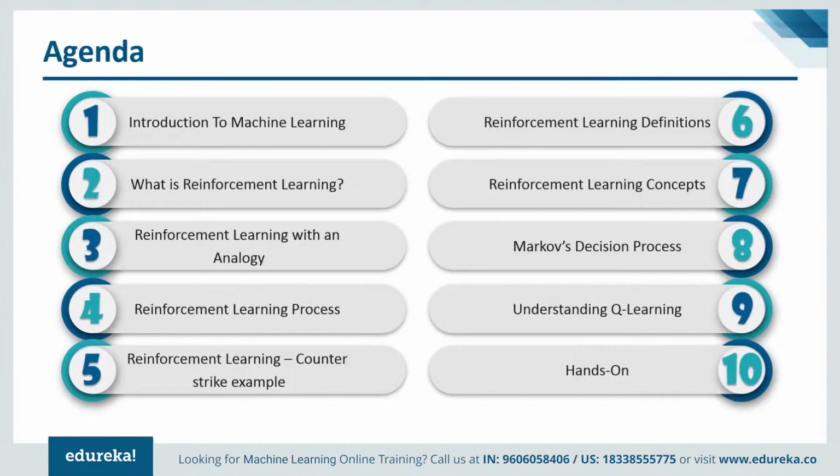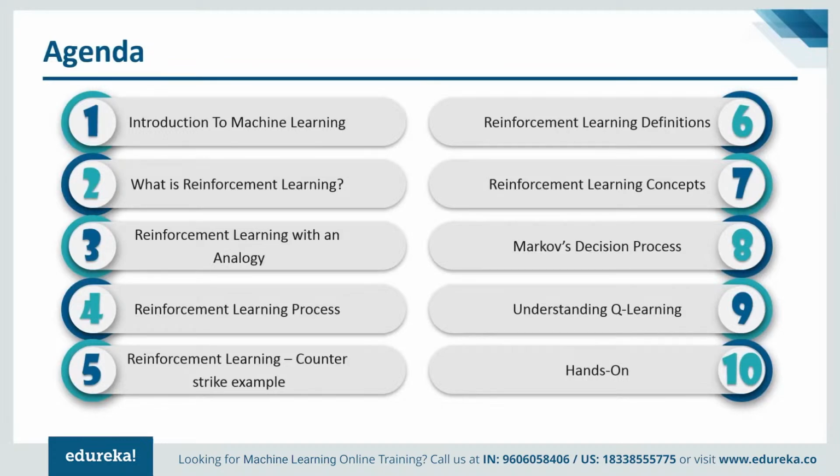Next, we'll move on to the reinforcement learning concepts. Here, we'll discuss a few concepts such as reward maximization and the concept of exploration and exploitation. Then we'll finally move on to the Markov's decision process, where we'll try to understand this process with the help of a shortest path problem.